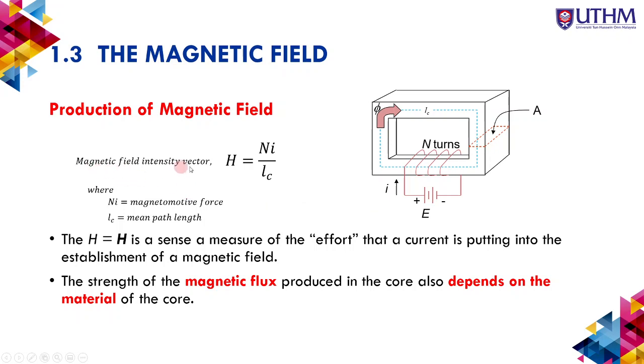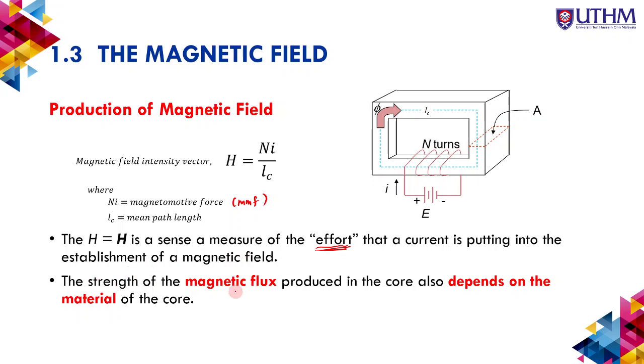So we rearrange, and we get the magnetic field intensity vector, where Ni is called magnetomotive force, or MMF. Later on we will look at the comparison between the electronic circuit and the magnetic circuit. So H is a measure of the effort that the current is putting into the establishment of the magnetic field. It's not the magnetic field magnitude, but the effort.